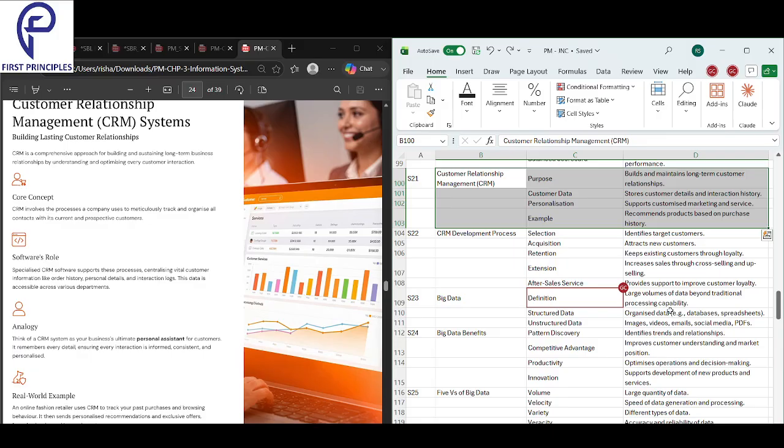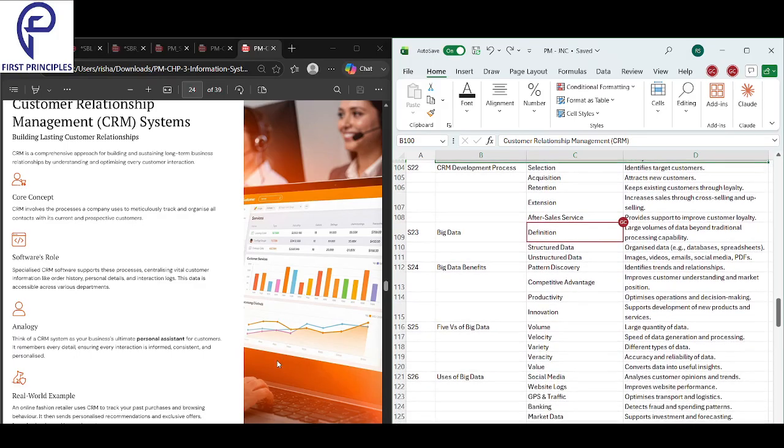Next, customer data. It stores customer details and interaction history. And next, personalization. It supports customized marketing and services. An example: it recommends products based on purchase history. If you suddenly start ordering broccoli, you will see all healthy products advertisements coming. And if you keep ordering desserts, you'll see more desserts coming. Whatever you do, that just gets shown more. It's good for them. It's just like Instagram. You spend time on a certain type of content, and next thing you see, your feed is just about that. So that is all about personalizing, storing customer data, and the purpose of CRM is to develop a good relationship with the customers.